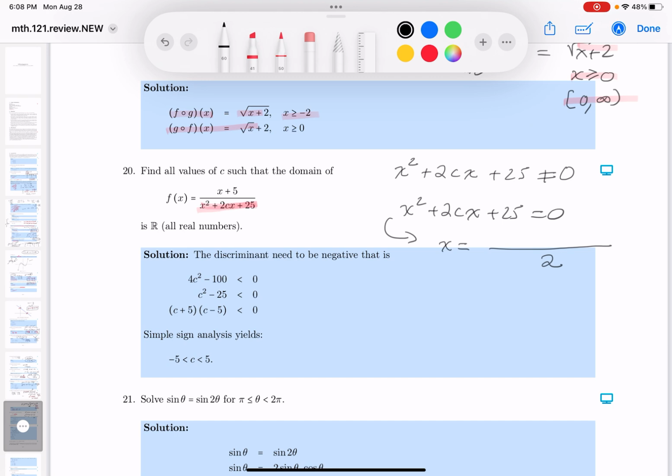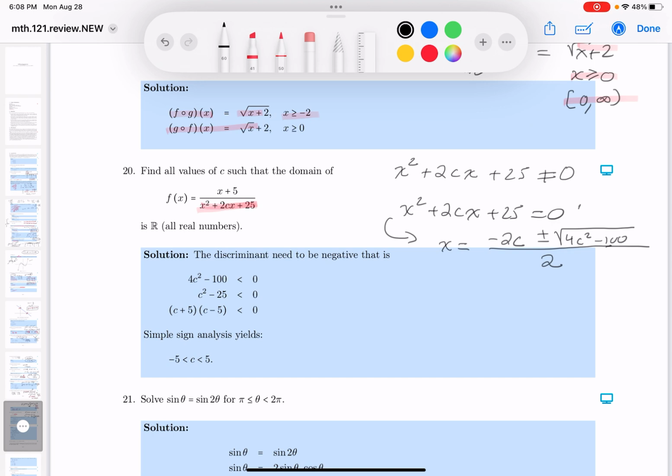2 on the bottom. What do you get on top? The opposite of b, which would be minus 2c, plus or minus the square root of b squared, which would be 4c squared, minus 4 times a times c, that's minus 100.